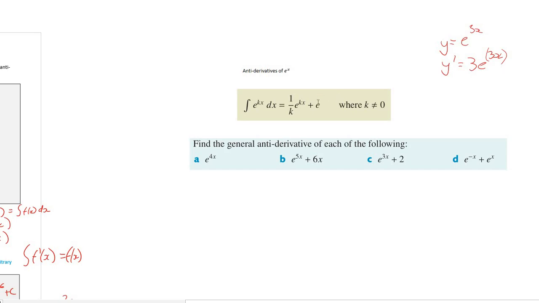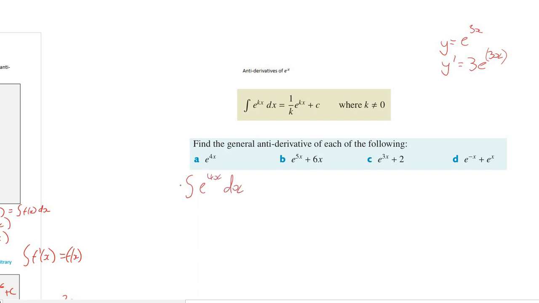Excuse me. And then, of course, plus c. Now, this is important. k cannot equal 0. It doesn't work when k equals 0. So let's have a quick go at solving some of these. They are pretty easy.